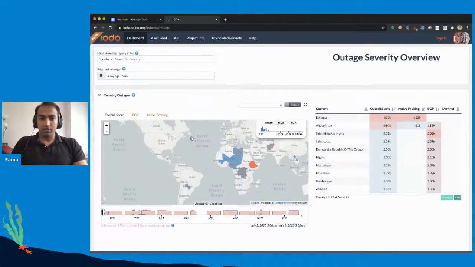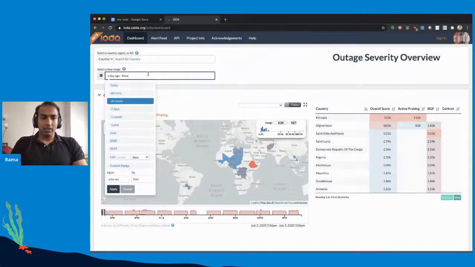Now you'll see that these countries have different colors. The more red a country, the more severe the outage that IODA has detected in that country. And in the table to the right, you can see the alert feed, which is a list of outages that IODA has automatically detected, ordered by severity.